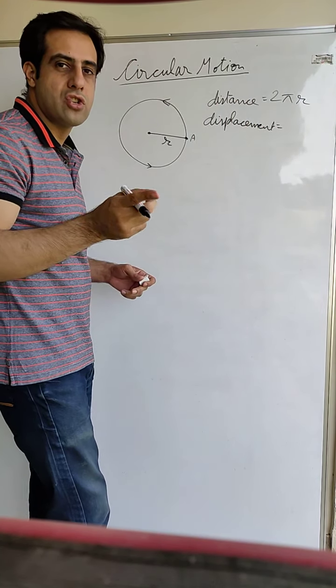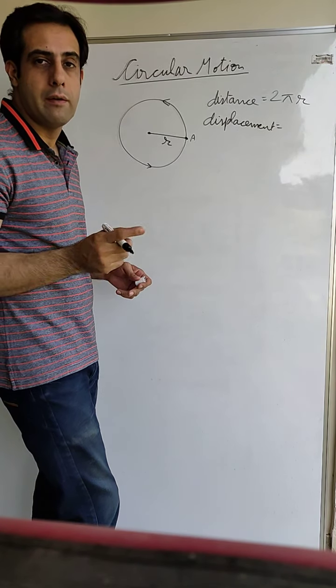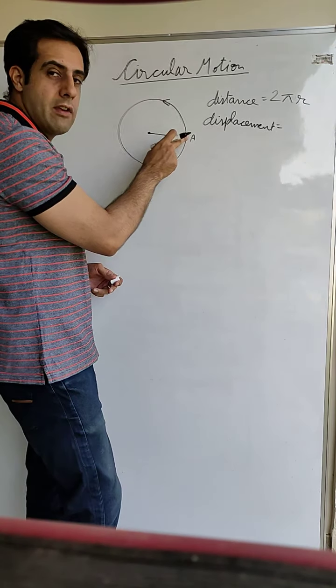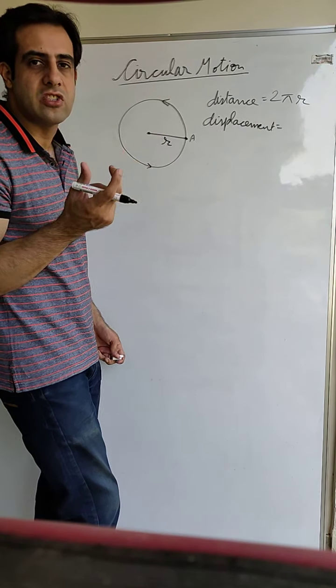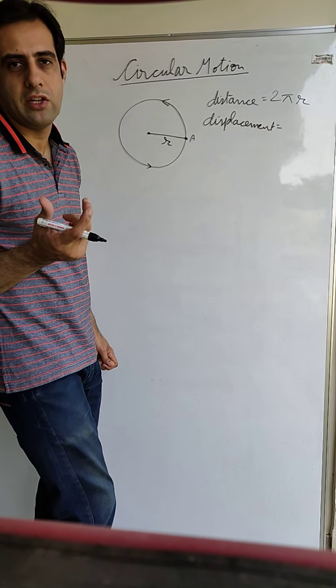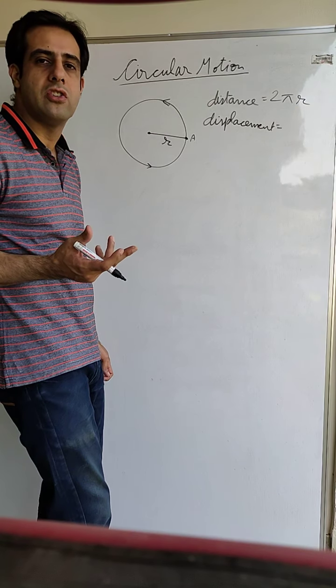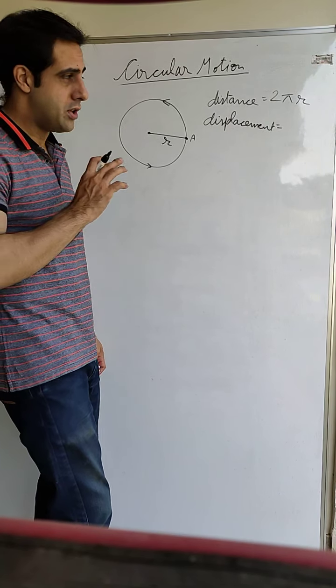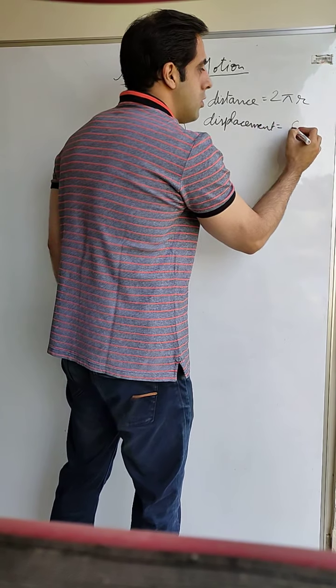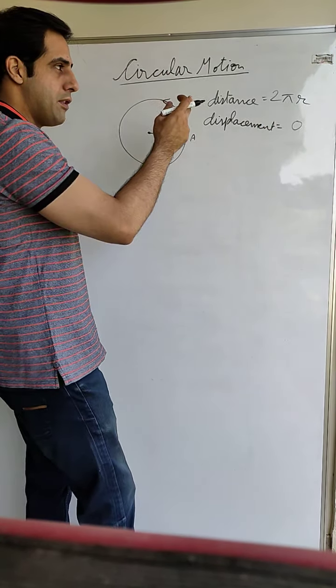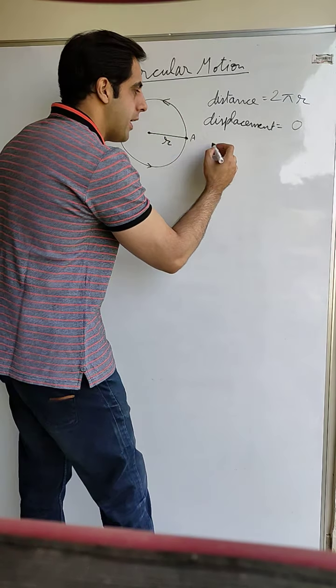But if we are talking about displacement, the displacement is the shortest path between initial and final position. So if you start at point A, complete the round and come back to point A, then the distance between final and initial point is 0, because both final and initial points are point A only. So in that case, the displacement will be equal to 0.